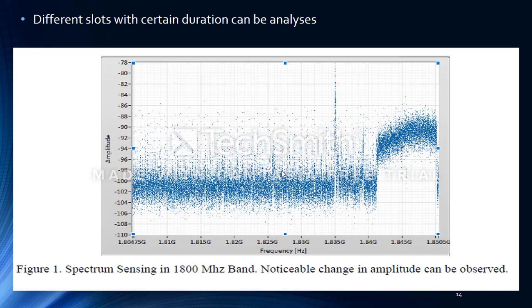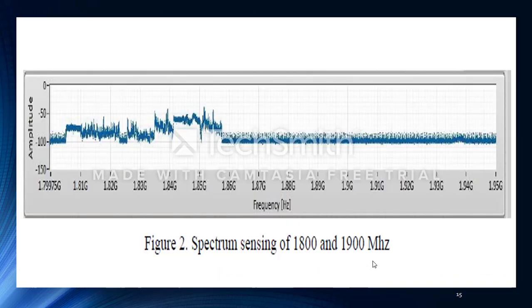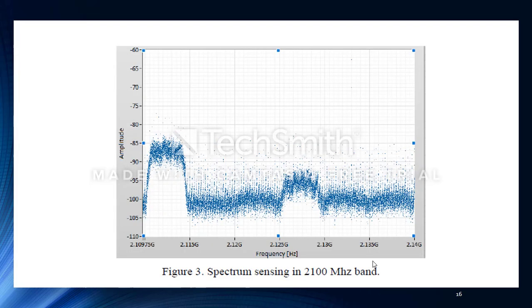Different time slots with certain duration can be analyzed. Figure 1 shows the spectrum sensing in 1800 MHz. A noticeable change in amplitude can be observed. Figure 2 shows the spectrum sensing of 1800 and 1900 MHz. Figure 3 shows the spectrum sensing in the 2100 MHz band.